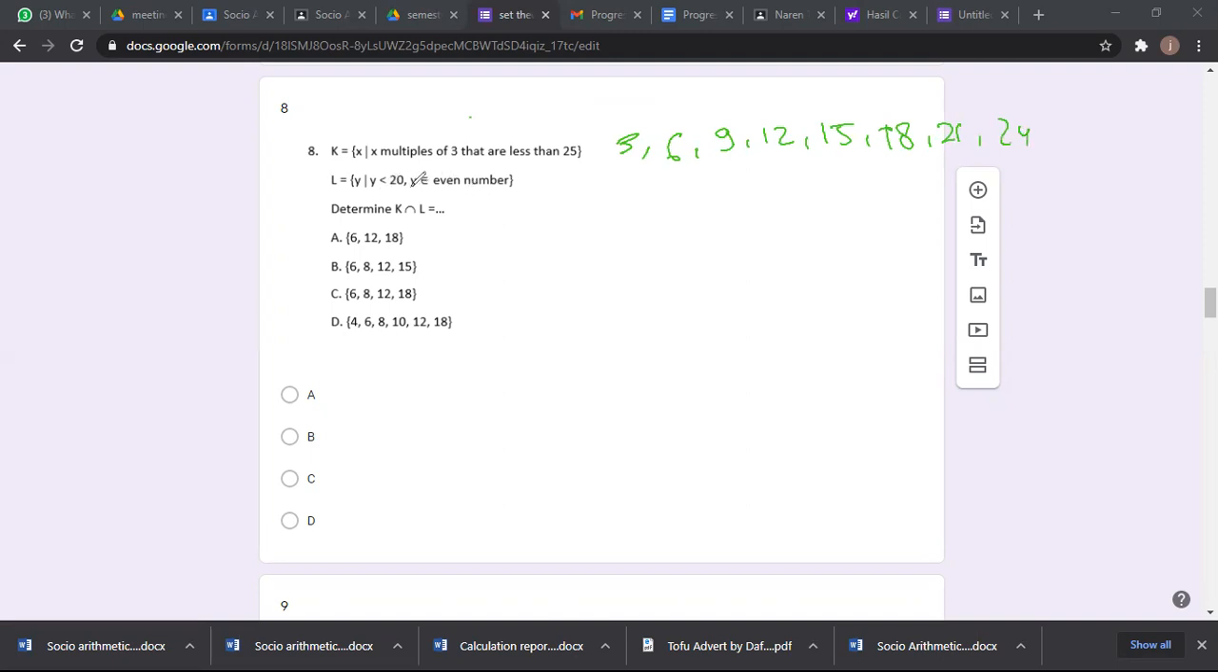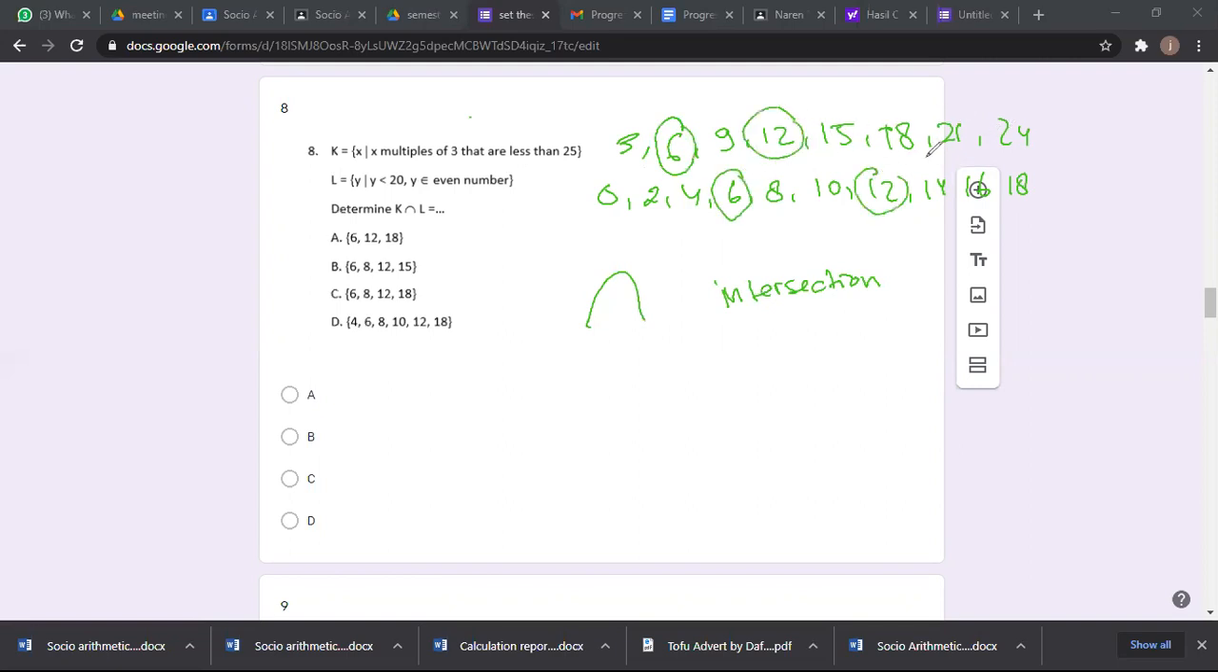And then y less than 20 and even numbers, so start with 0, 2, 4, 6, 8, 10, 12, 14, 16, 18. 20 is not on it because it's less. So this is what we call the intersection. We just need to find which ones are similar between them. So we have 6, we have 12, we have 18. So this is the answer.